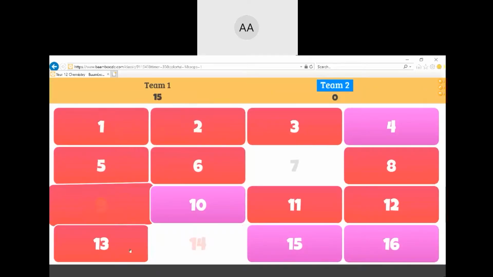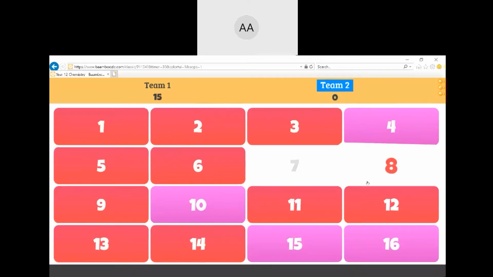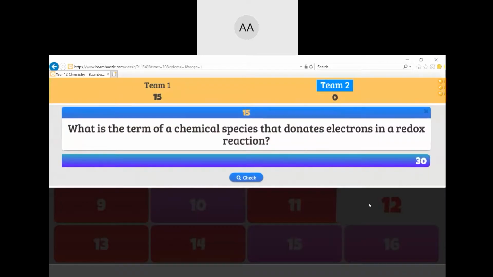What number are you going for? I hear you saying 12. Let's go. What is the term of a chemical species that donates electrons in a redox reaction? I can hear you discussing. What are the answers? Where are we? 22 seconds down. Let me know when you're ready to answer.